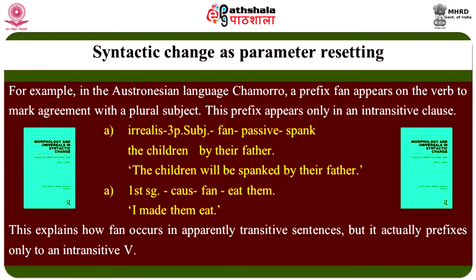In the second example, we can see that the morpheme fan attaches as a prefix in B, which on the surface is a transitive sentence. To explain the appearance of fan in B, we have to take into account that it is a causative sentence. There are two clauses and the inner clause, them eat, is intransitive. The verb eat is intransitive here. Note that fan appears inside the causative prefix but outside the verb eat. This explains how fan occurs in apparently transitive sentences, but it actually prefixes only to an intransitive verb.